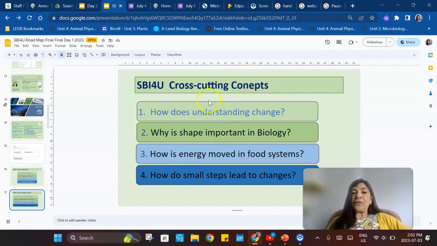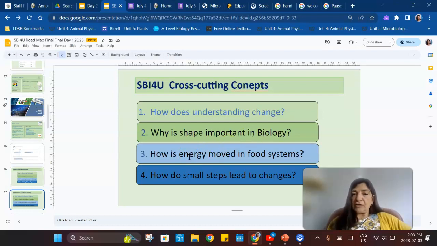In the 4 units, there are 4 cross-cutting concepts that you'll find in each unit. The first concept is, how does understanding change? So you're going to keep track of your understanding and how it grows, how it changes direction as you learn new ideas and new topics. The second is why shape is important in biology. And this concept is very important because actually biology is life and life is functions. The function of each part of the cell depends on its structure. So shape and structure is the basis and the foundation of the proper functioning and life.